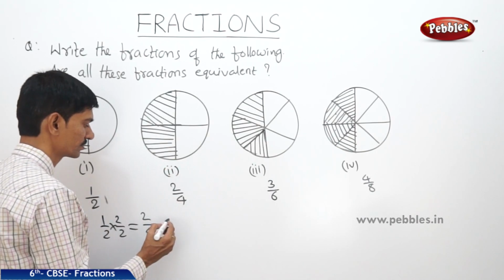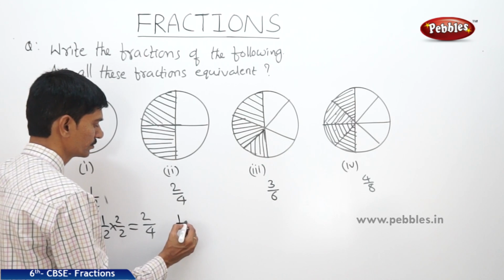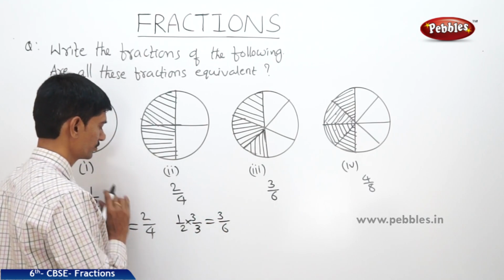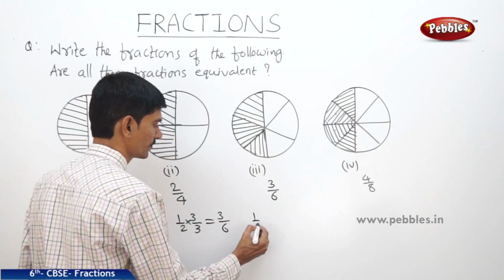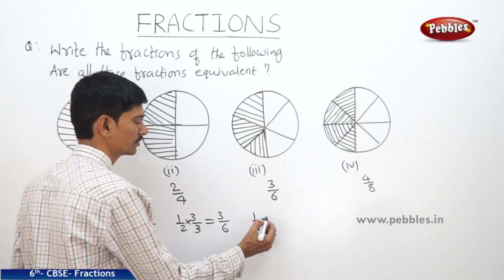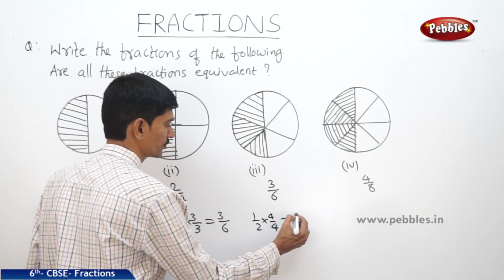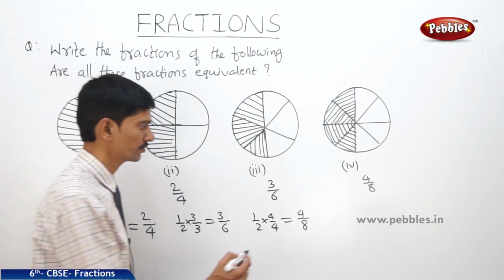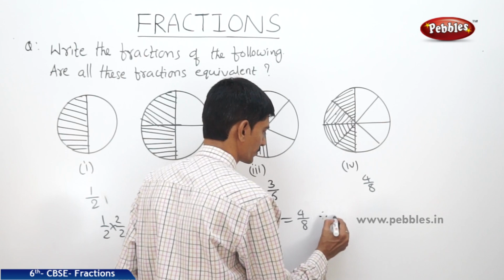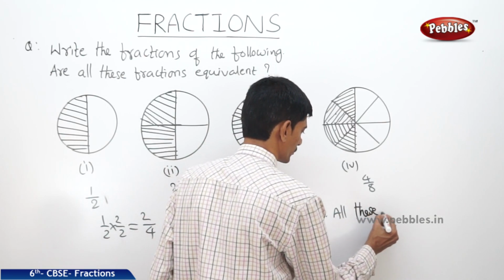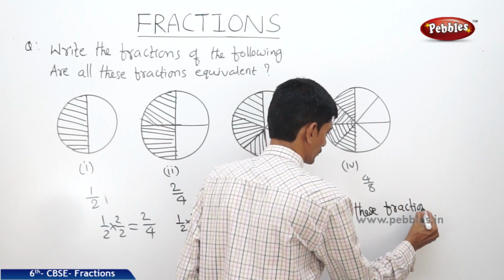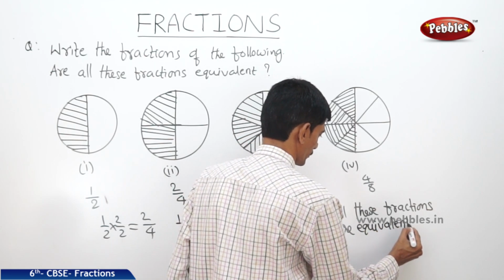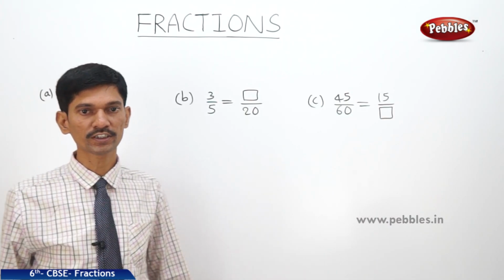And again 1 by 2 and 3 by 6 are also equivalent because 1 by 2 into 3 by 3 equals 3 1s are 3 by 3 2s are 6. And are 1 by 2 and 4 by 8 equivalent or not? 1 by 2 into 4 by 4, so we get 1 4s are 4 by 2 4s are 8. So all the given fractions are equivalent fractions. Therefore, we can write all these fractions are equivalent. Now let us see the next question.